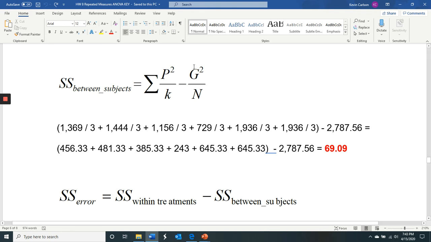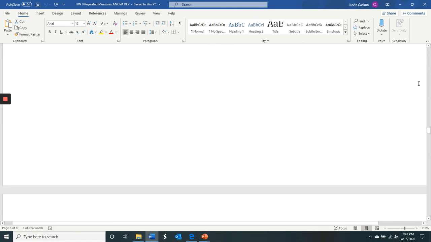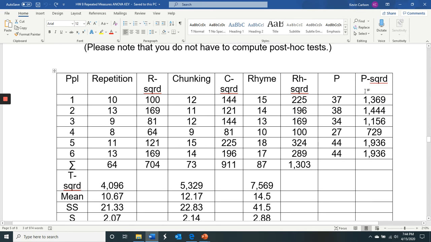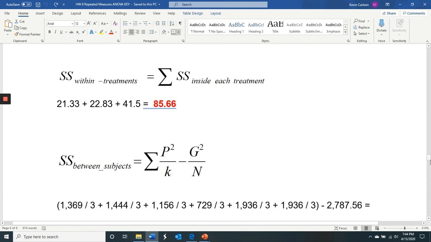So this thing's the same. G squared over capital N, we already know it's 2,787.456. We figured that out already in the sum of squares total and also in the sum of squares between treatments. We can just bring down that number. We don't have to recalculate that. And all we have to do is find P squared for every person and divide it by k. K is 3. And so we just simply go to our table. So we take the P squared for each of the 6 people, divide it by 3, that's the number of conditions, k, and we just plug it in.